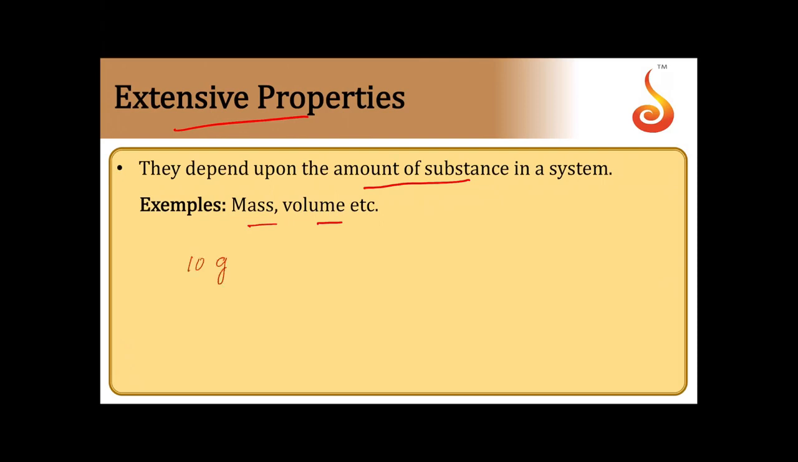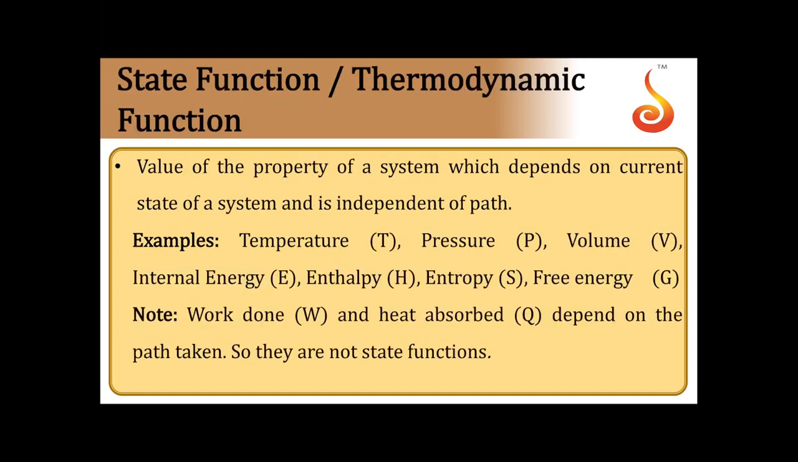It means if you take 10 grams of one substance plus 10 grams of another substance, you are going to get 20 grams of the mixture. We are in a position to add 10 grams of one substance to 10 grams of another to get 20 grams of the mixture. So the mass is additive in nature. Hence mass is said to be an extensive property. So a property which depends upon how much we take, not on what we take, is called an extensive property.